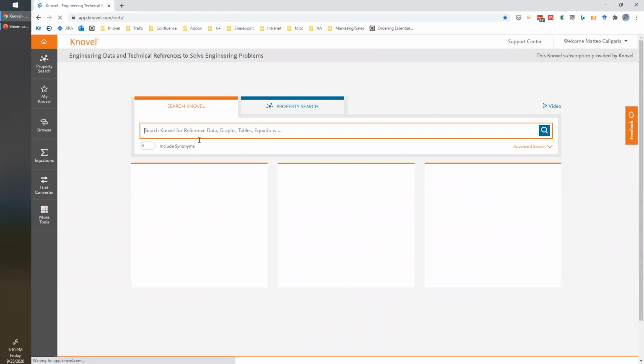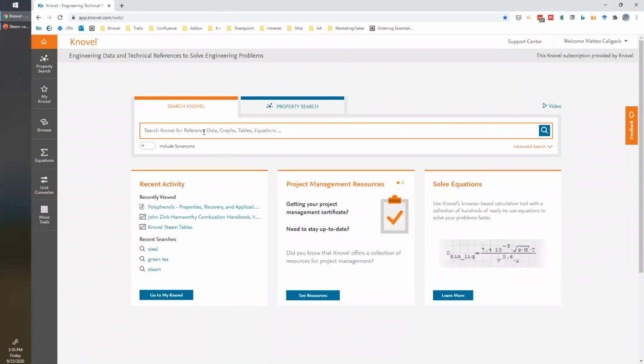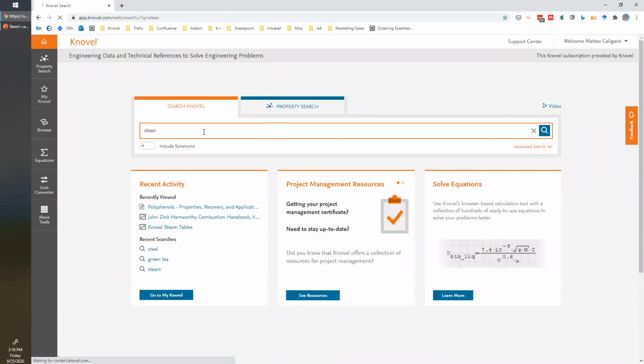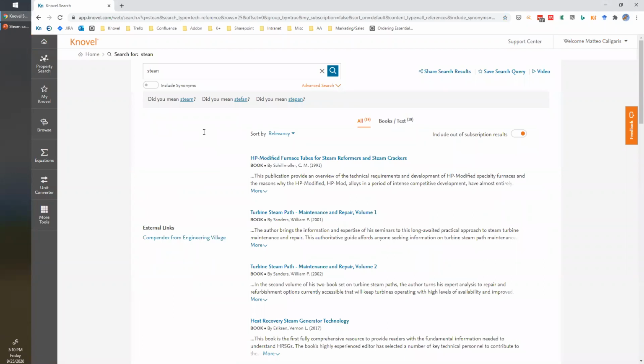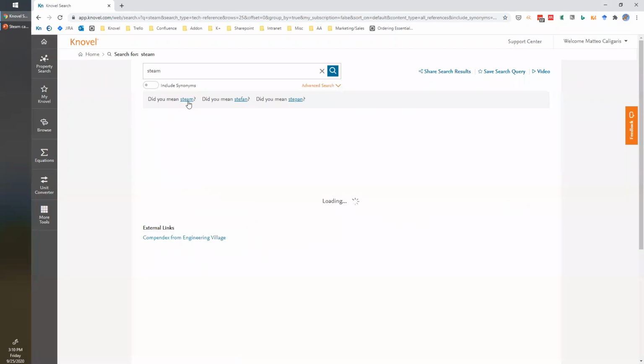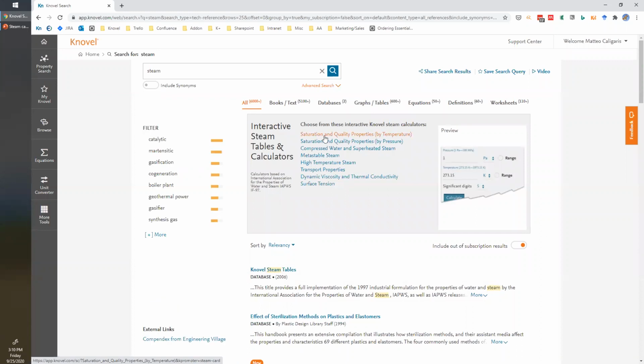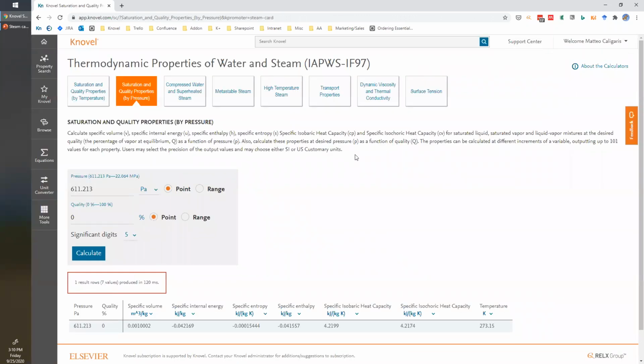Okay. And one way that I would normally do, I always try to start searching first. Oh, not Steam, but we are suggesting you to search for Steam. There you go. And this, of course, bubbles up all the different, the 8 different calculators that we have. In this case, I need to know the saturation and quality properties by pressure. If I click on that calculator, I open the Steam calculators page. There's 8 of them, and I land on the correct one in this case.